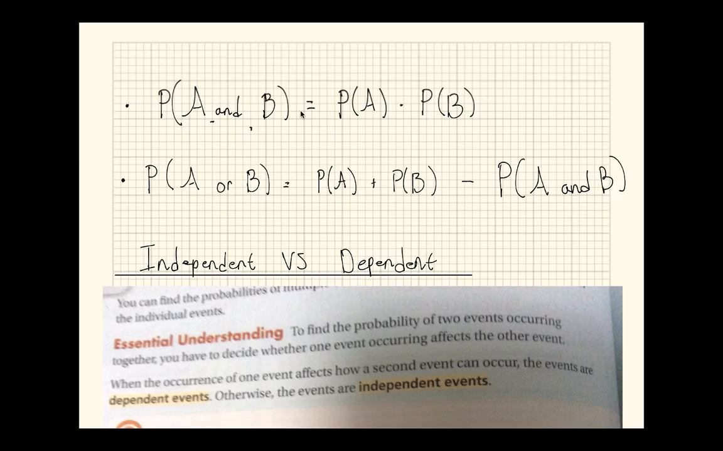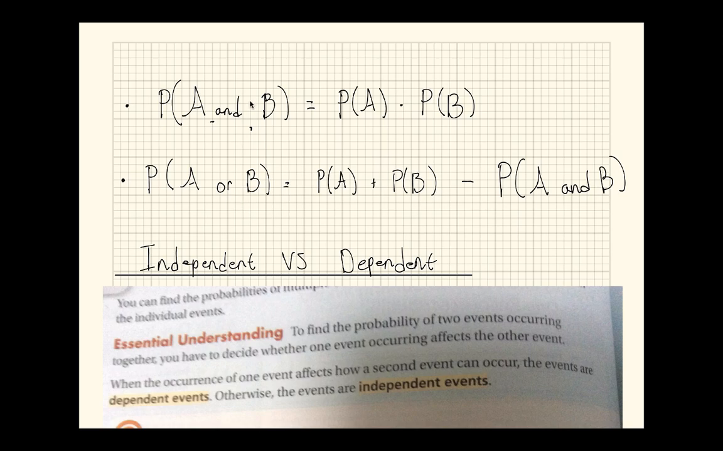So here we have the probability of A and B, and then the probability of A or B. Those are two different things. The probability of an event A and an event B means two things need to happen in order for that to be a positive outcome. And the probability of A or B means either A or B, only one of these needs to happen for it to be a positive outcome.